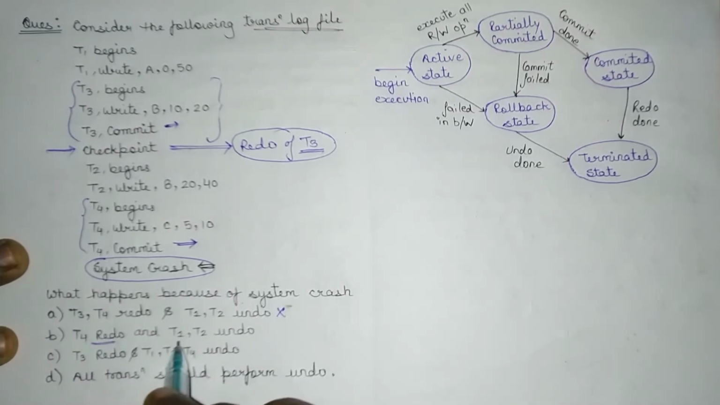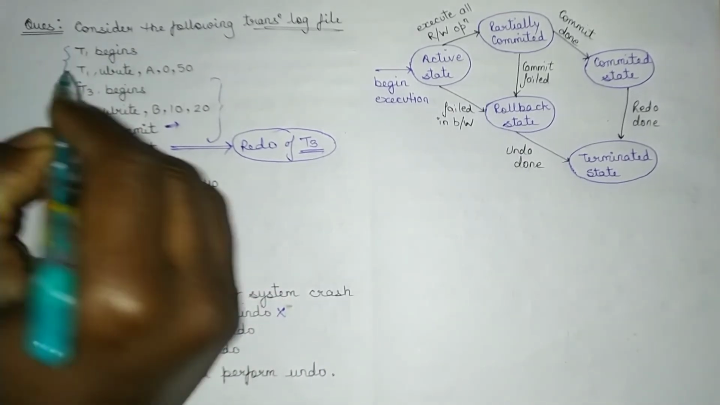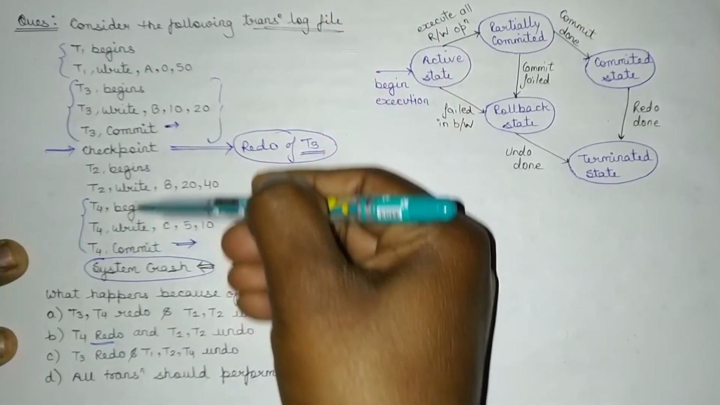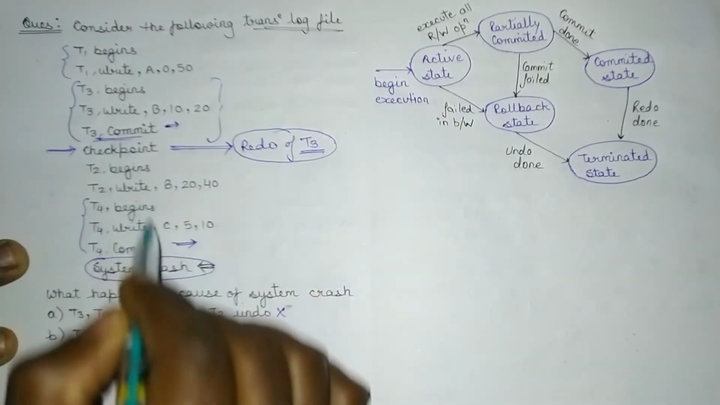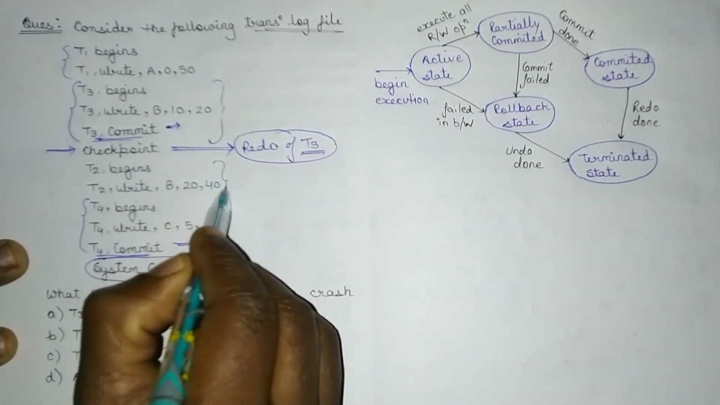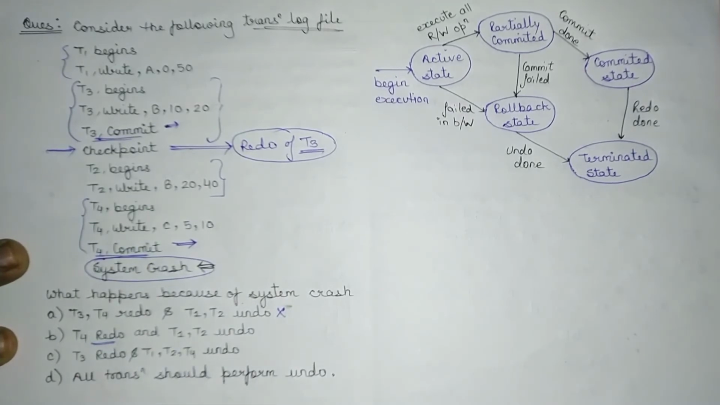Now we have to check whether T1 T2 undo will happen or not. So T1 is here. Now you have to check whether T1 is committed or not. Here you can see that T1 is not committed, because only T3 and T4 are committed. T2 is also not committed. So T1 and T2 are not committed, and if T1 and T2 are not committed then they will go into a rollback state and the undo operation will be executed for T1 and T2. So this seems to be the right option.